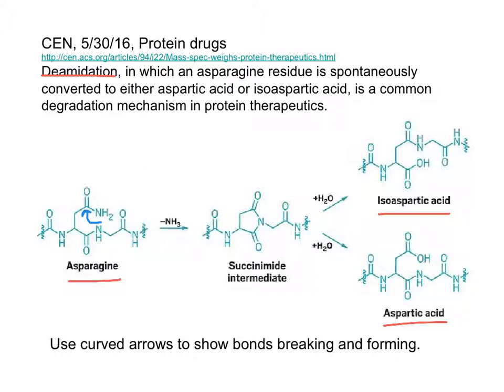And then think of the succinimide intermediate as 2 amides. So in one case, this amide functional group undergoes hydrolysis to form the aspartic acid. And then in the other reaction, think of this as an amide functional group to form isoaspartic acid.